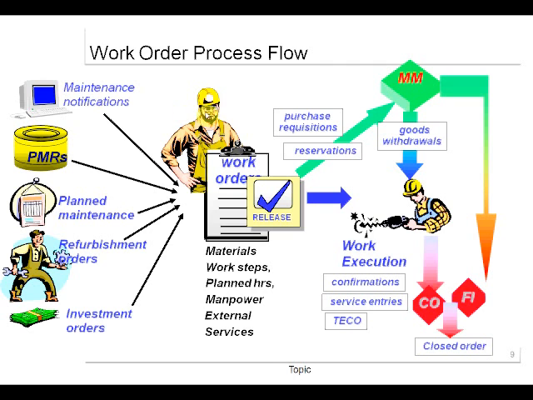Okay, work order. Work order is nothing but any maintenance activity that involves cost in it. The activity, say we are doing some maintenance activity, changing the equipment, repairing, whatever, that process is called a work order process. So what work order can be generated by these five things: either by a maintenance notification, or a preventive maintenance routine, or some planned maintenance or shutdown maintenance, or a refurbishment order, meaning a repair order, or an investment order.